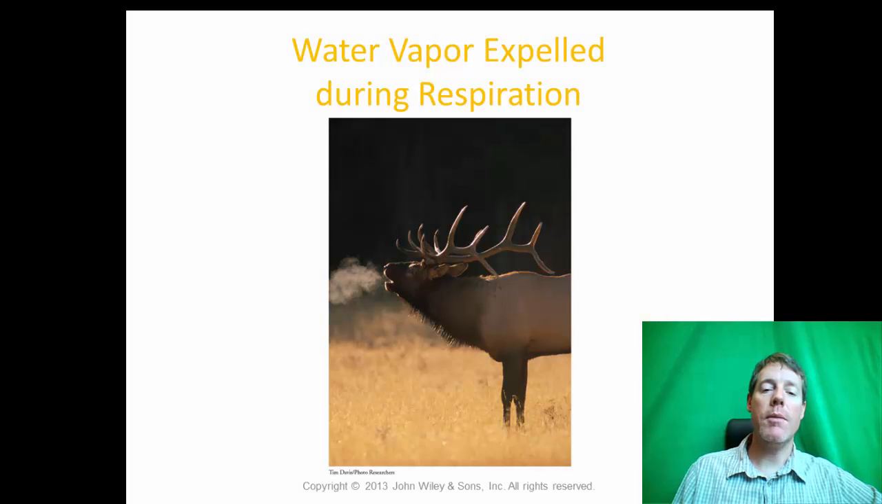This is a pretty neat picture of, I think, an elk expelling water vapor during respiration. This is breathing out just like you do and showing the water vapor that is being expelled. And what you should also keep in mind is that there's a lot of carbon dioxide in that same breath emitting from that animal.